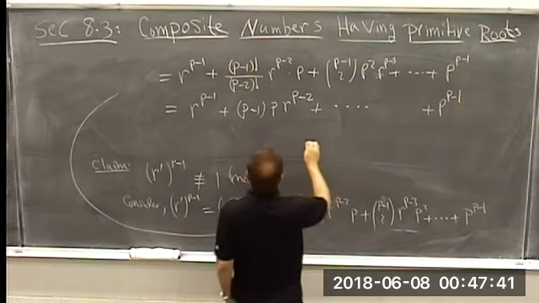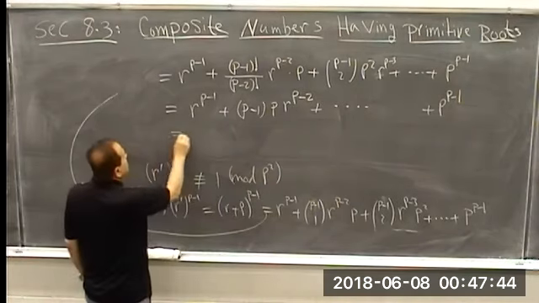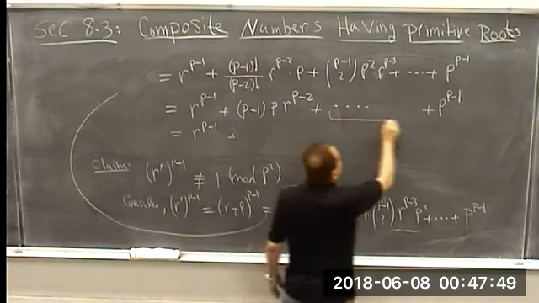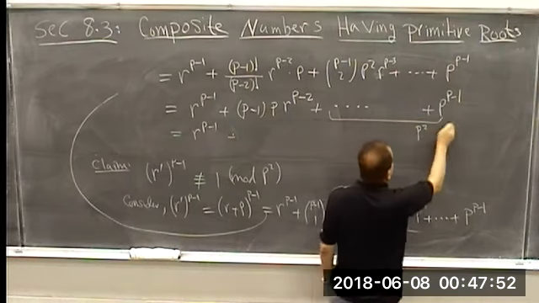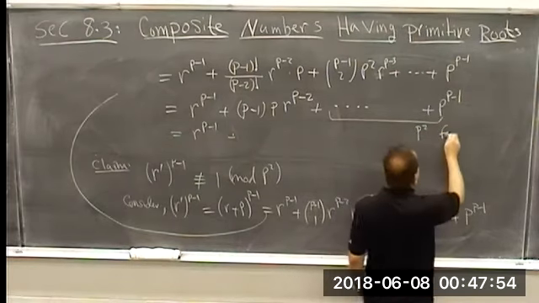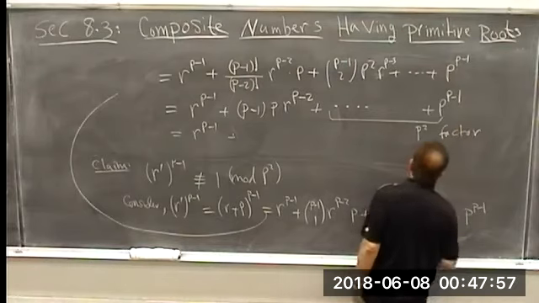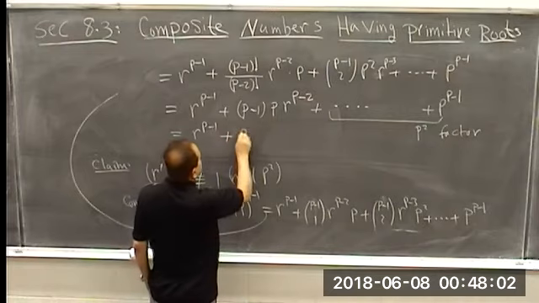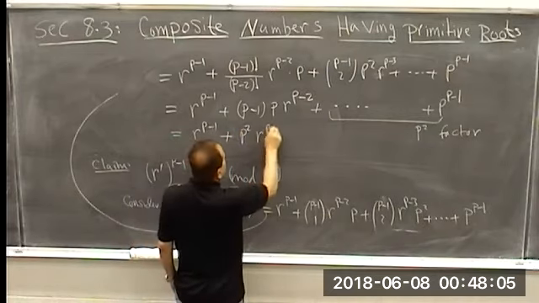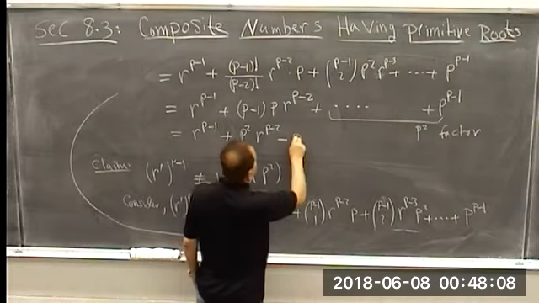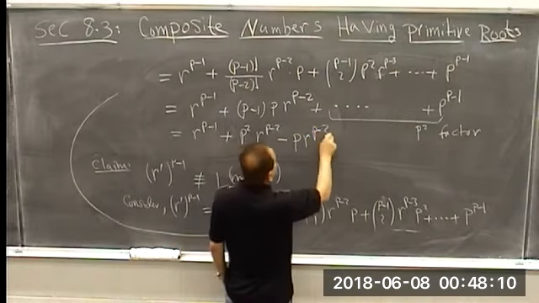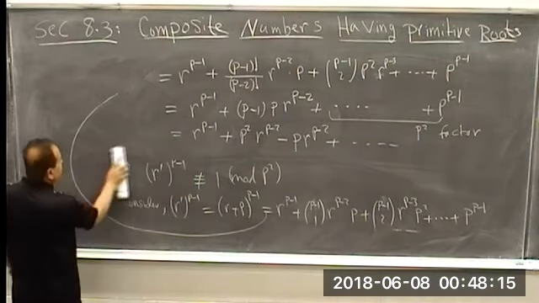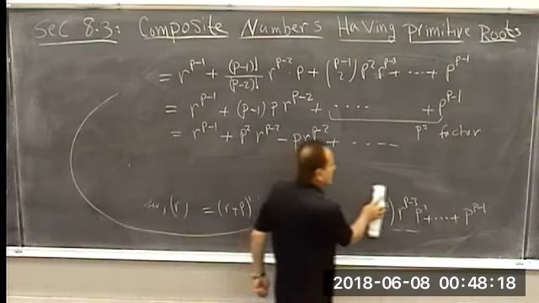Now, one other thing in here. All of these have a p squared factor. We also still have one more in here, and this is p squared R to the p minus 2 minus p R to the p minus 2, plus all of these with p squared factors. All right, we're going to now do congruent mod p squared.